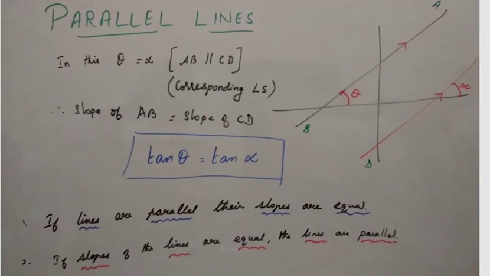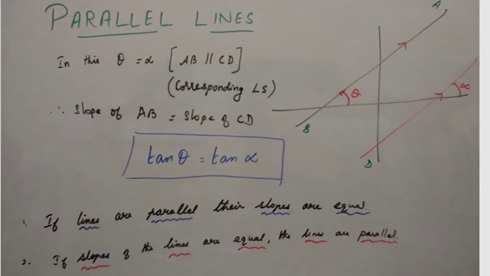Parallel lines. AB and CD are parallel to each other and having inclination theta and alpha respectively. Since the lines are parallel, the corresponding angles are equal. Therefore, theta is equal to alpha. Tan theta is equal to tan alpha. Therefore, slope of AB is equal to slope of CD. If two lines are parallel, their slopes are equal.